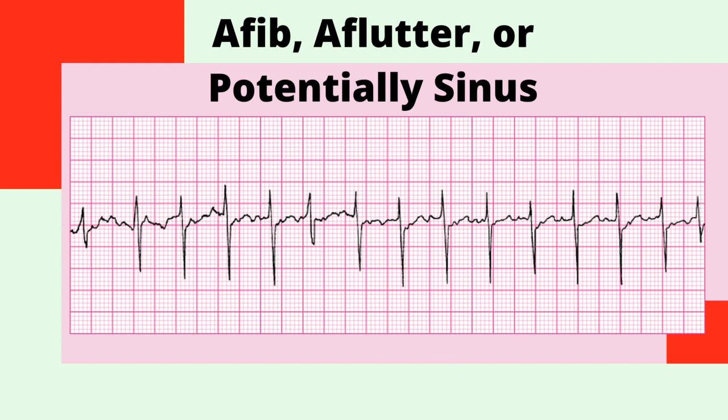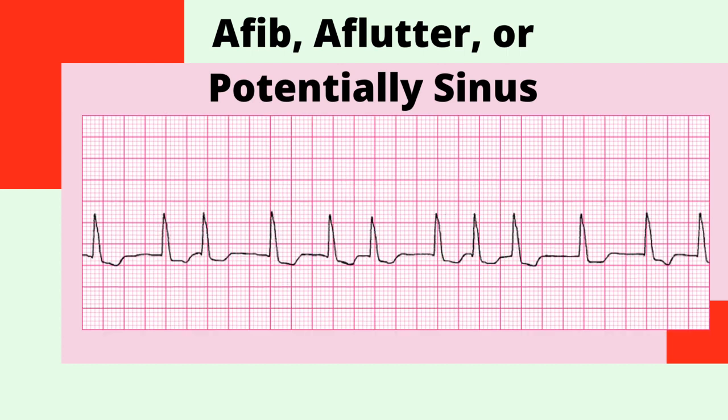Hopefully you said atrial fibrillation. So even though it's a fast rhythm that kind of looks regular, you can see those fibrillation waves between the QRS complexes. That should have been easy. Next one coming up. Did you say potentially sinus or atrial fibrillation? Which way do we go?